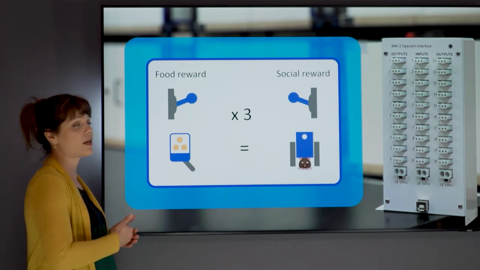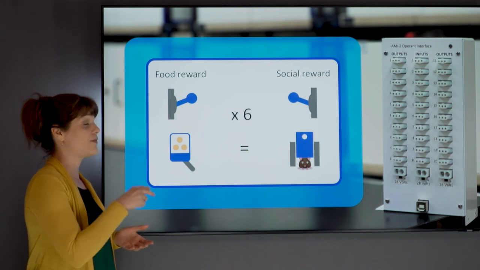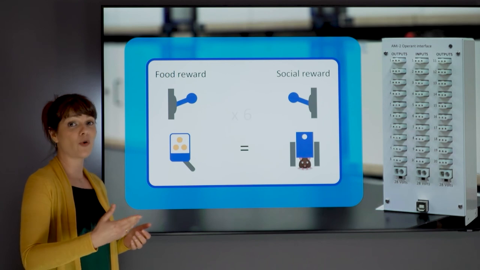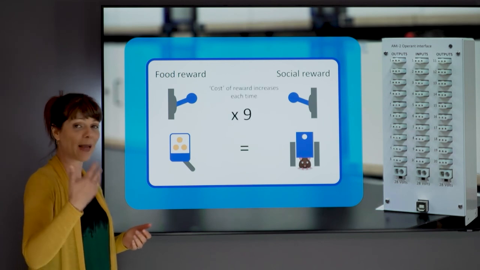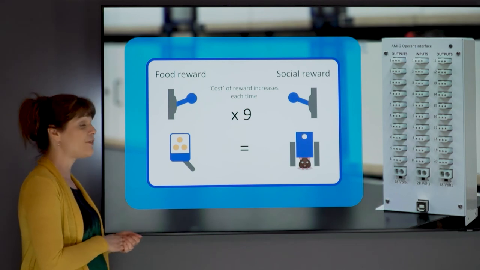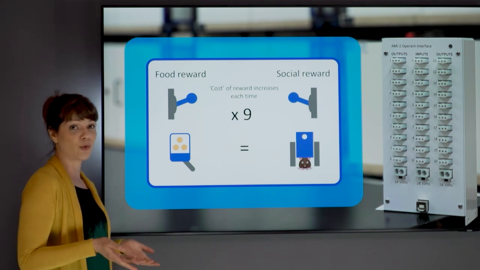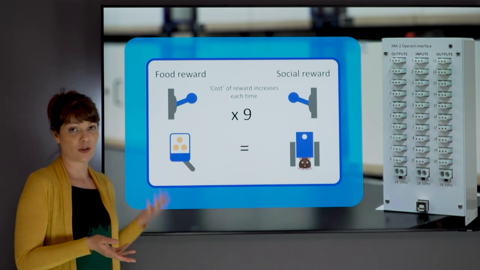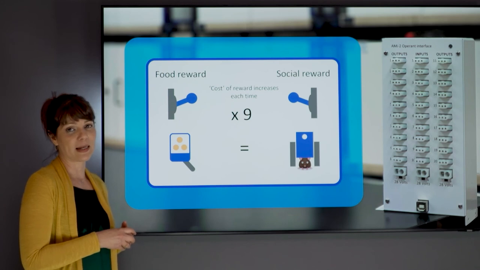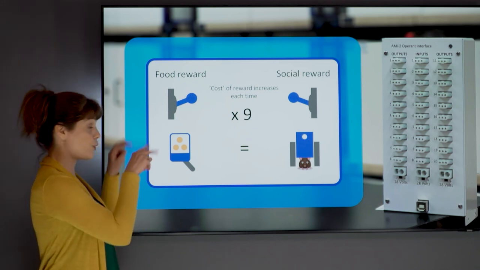So in order to get a second reward, the animal had to press the lever 6 times, and to get another reward 9 times. So the cost of the reward kept increasing by 3 each time. If the animal stopped pressing the lever for 5 minutes, then the test would end. And the key result that the authors were looking for was the maximum number of presses that the animal was prepared to make in order to get each one of the rewards.